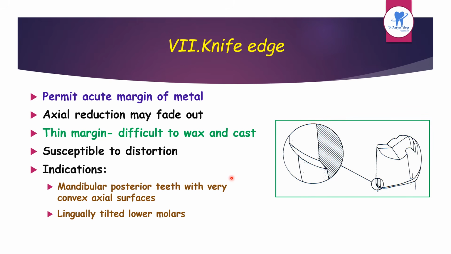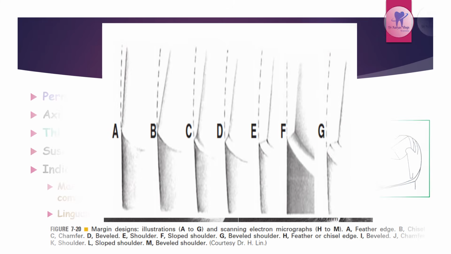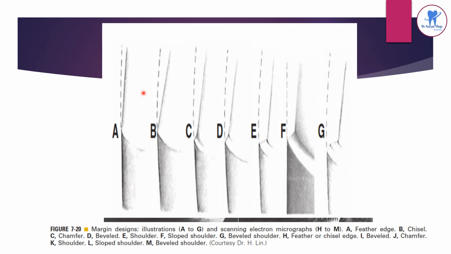Adequate bulk of the material at the margins. Okay. These are the various margin designs. Here it is a feather edge. This is chisel edge, chamfer, beveled, shoulder, sloped shoulder, and beveled shoulder. Although conservative of tooth structure, feather edge or shoulderless crown preparation should be avoided because they do not provide adequate bulk at the margins.